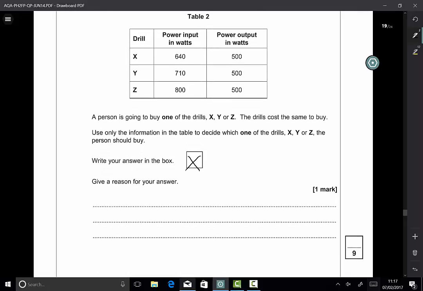So, we want to use our scientific knowledge in this question. So we either want to say it wastes the less energy or the least energy, or it is the most efficient.